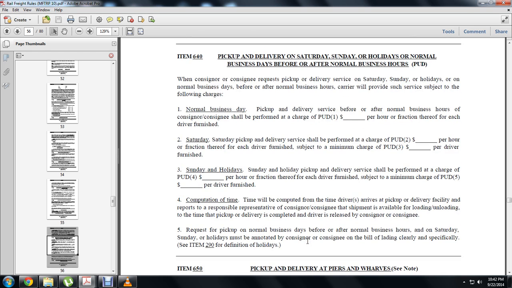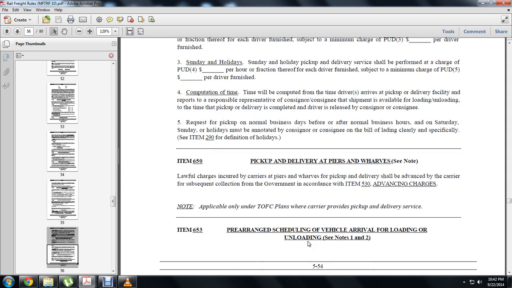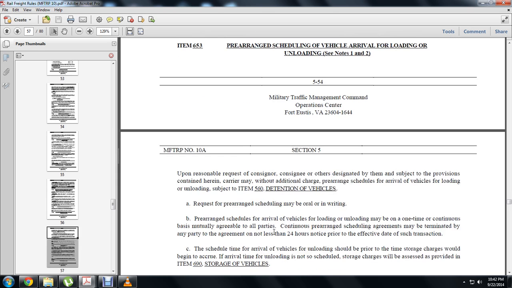Requests for pickup during and after normal business hours, and on Saturday, Sunday, and holidays, must be noted by the consignor or the consignee on the bill of lading, specifically see Item 290 for the definition of holidays. Pickup and delivery charges and waivers of the lawful charges may be advanced to the carrier, subject to collection from the government in accordance with Item 530, advancing charges.